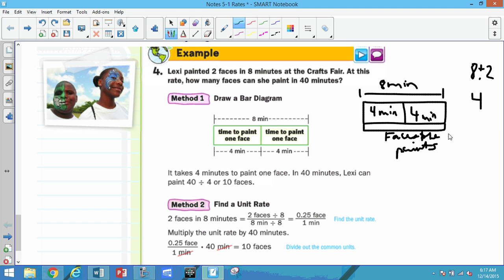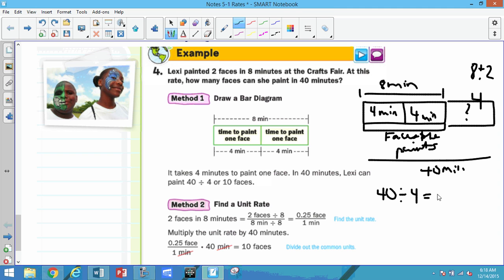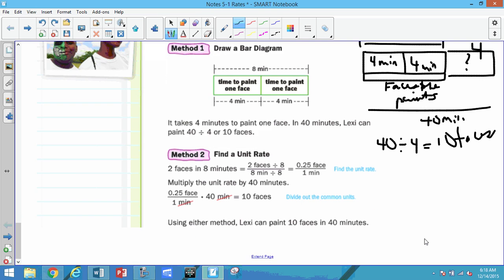Now they want to know how many can she paint if we're going to extend this to 40 minutes, a total of 40 minutes. Okay, that's what we're trying to find out. So you would then take that 40 to do your math. You would take that 40 and you would divide it by 4 because it's 4 minutes per one, and that's going to give you 10 spaces. Okay?